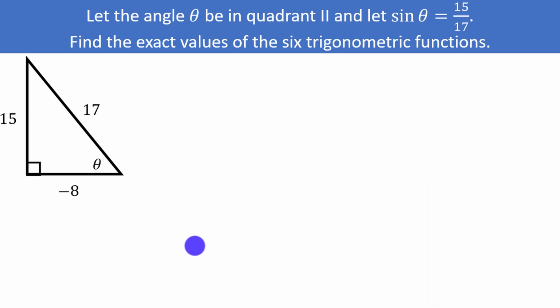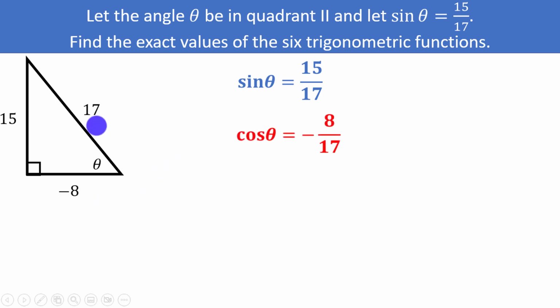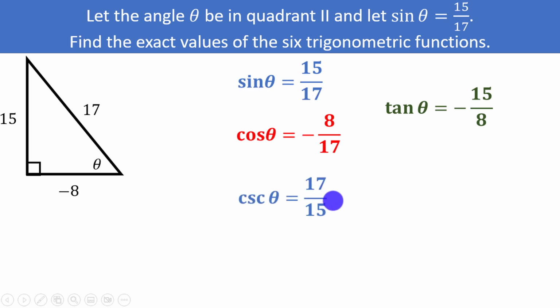From here, we can solve for the 6 trigonometric functions. Sine of theta is opposite over hypotenuse, or 15 over 17. This was also already given in the problem. Cosine of theta is adjacent over hypotenuse, or negative 8 over 17. Tangent is opposite over adjacent, or 15 over negative 8, or just negative 15 over 8. Cosecant is the reciprocal of sine, or 17 over 15, and secant is the reciprocal of cosine, or negative 17 over 8. Finally, cotangent is the reciprocal of tangent, or negative 8 over 15.